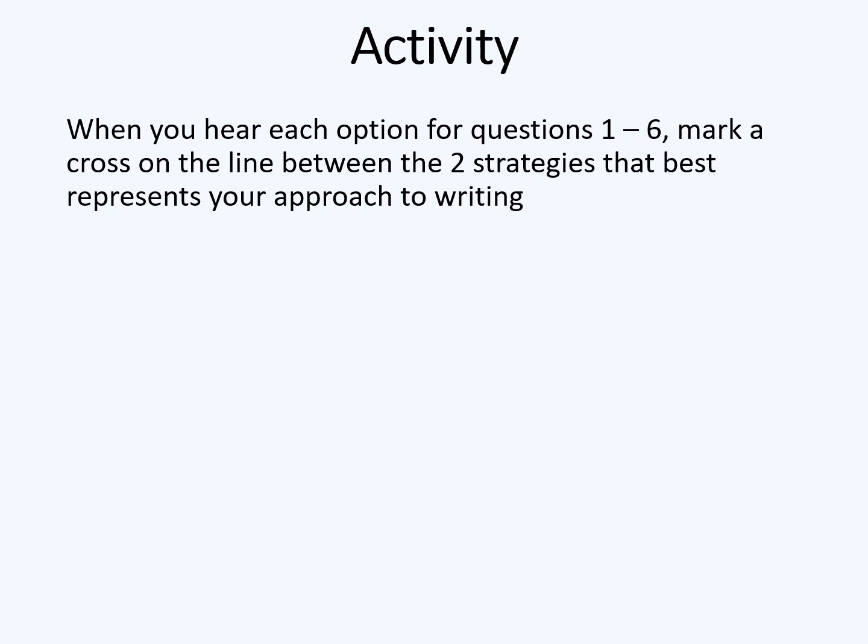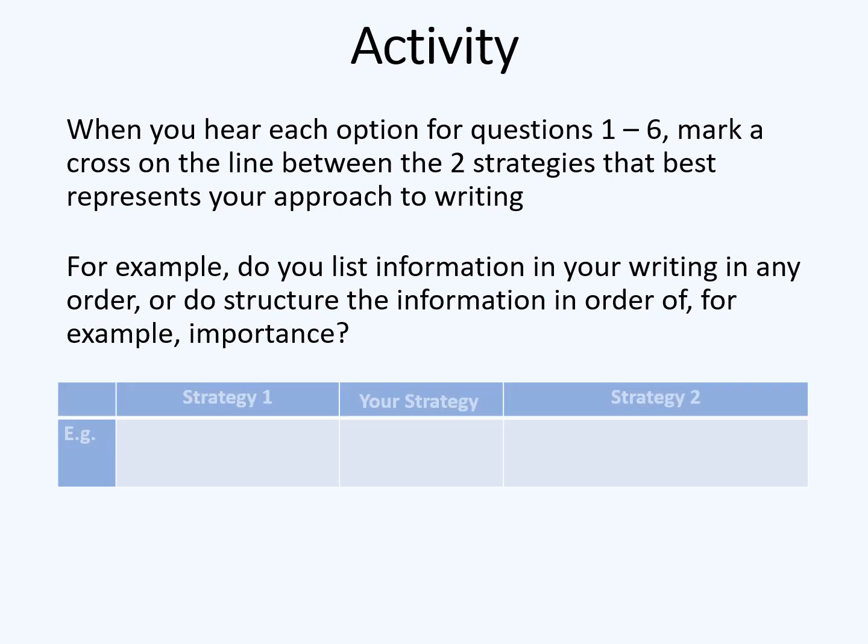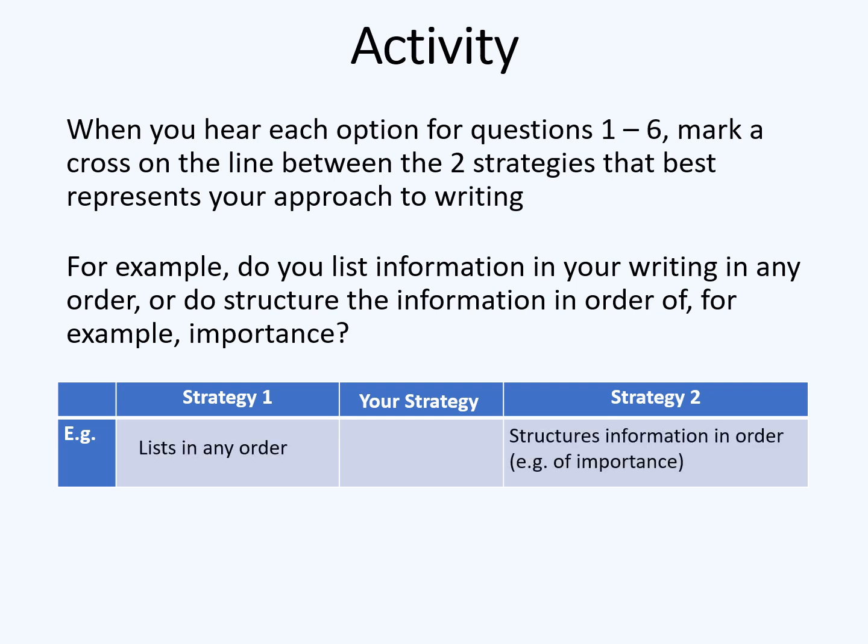I'm going to read a series of strategies for you, 2 for each of the 6 numbers, and you should mark on your line with an X the position that best represents your approach to writing. Don't overthink it. The main aim is to get a brief overview of how you might approach your academic writing. For example, here we have in strategy 1, listing information in any order, while strategy 2 might be listing information in order of importance. So if you tend to list information in any order, your cross will fall somewhere on the line to the left, like so.